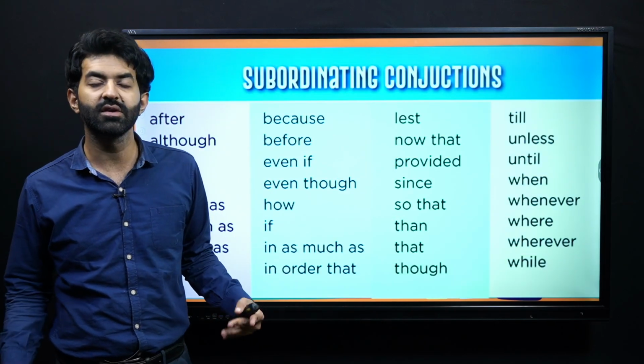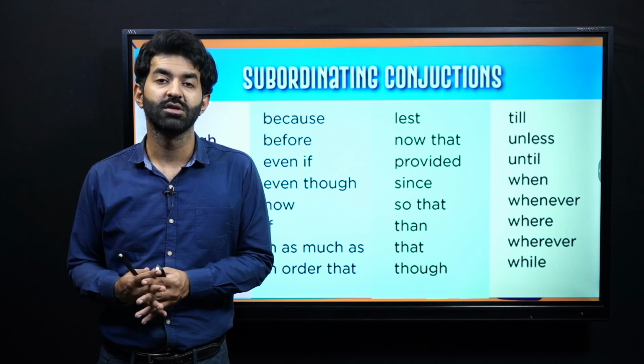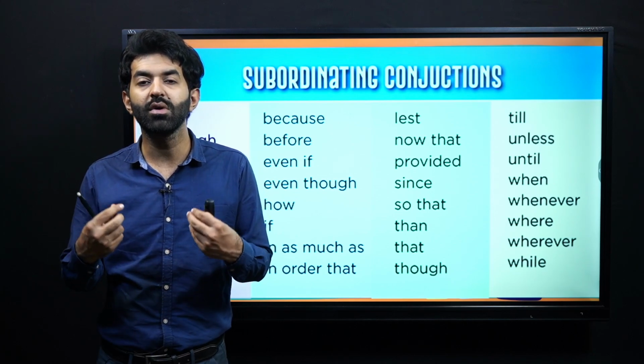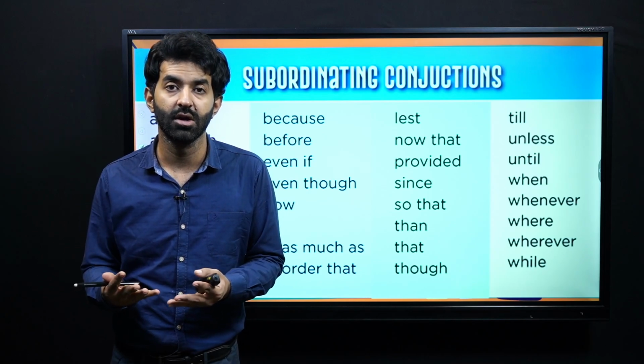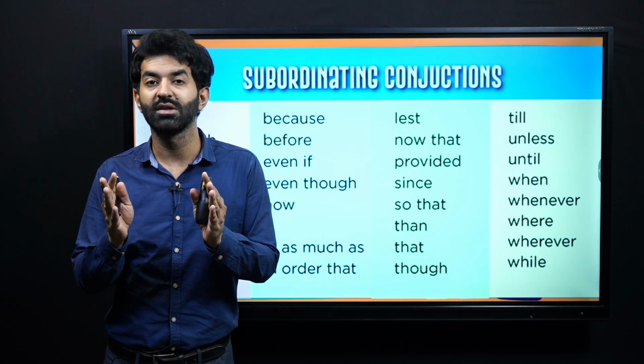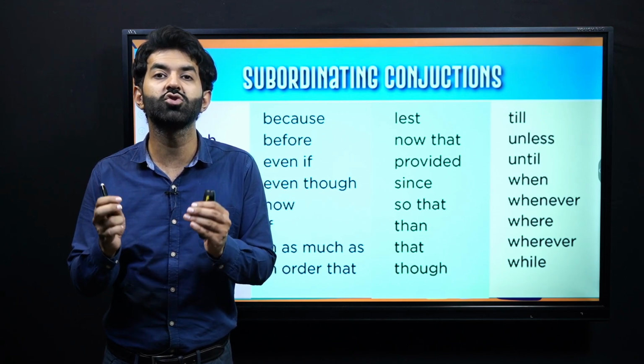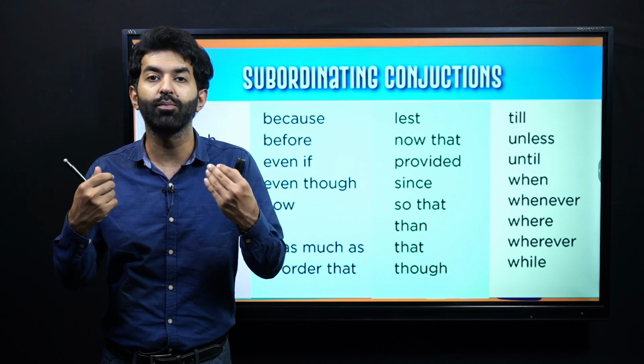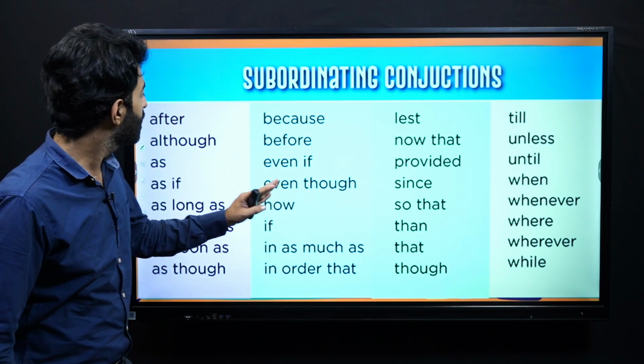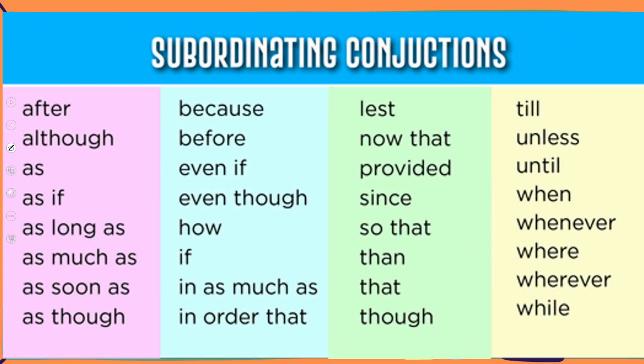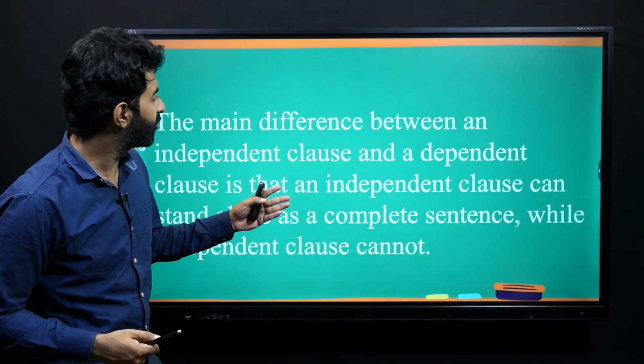Now students, here is a list of common subordinating conjunctions that we need to memorize and use in our sentences. So it's very important that you understand the use, the function of each of these subordinating conjunctions and practice with examples. So here we can see after, although, as if, as long as, because, lest, till, and all of these are your subordinating conjunctions.